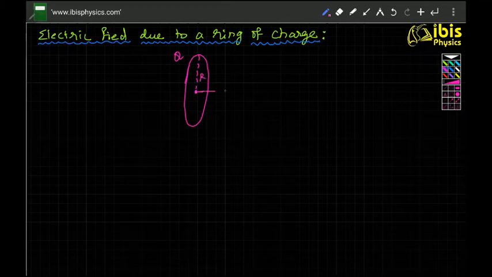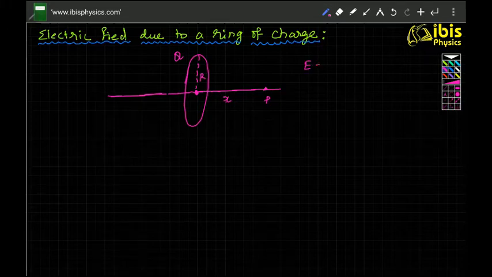And from the center, this is an axial line from here to here. Suppose at a point P, which is at distance x from the center, what is the electric field at this point? You know that the electric field at this point is kq by (r square plus x square) whole power 3 by 2, into x. This is what we know.